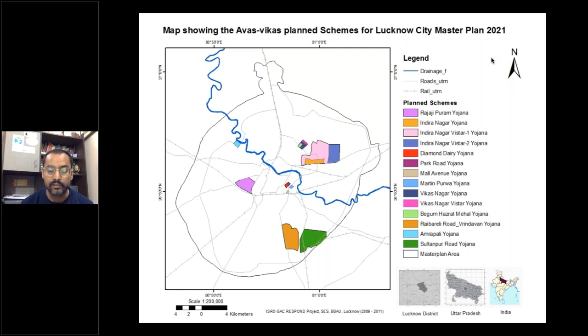But actually, if you see the small land use changes that they make in the master plan, they are quite big. And the public is never consulted in an open manner, where people can go and talk about the entire carrying capacity of the city and the future projections. So yes, you are right. We are not able to make good master plans because we do not consult the public at large.